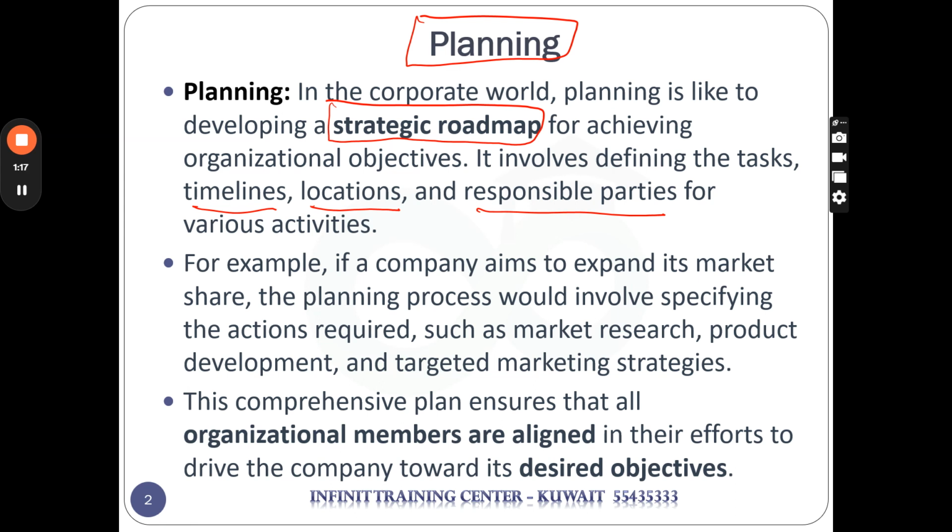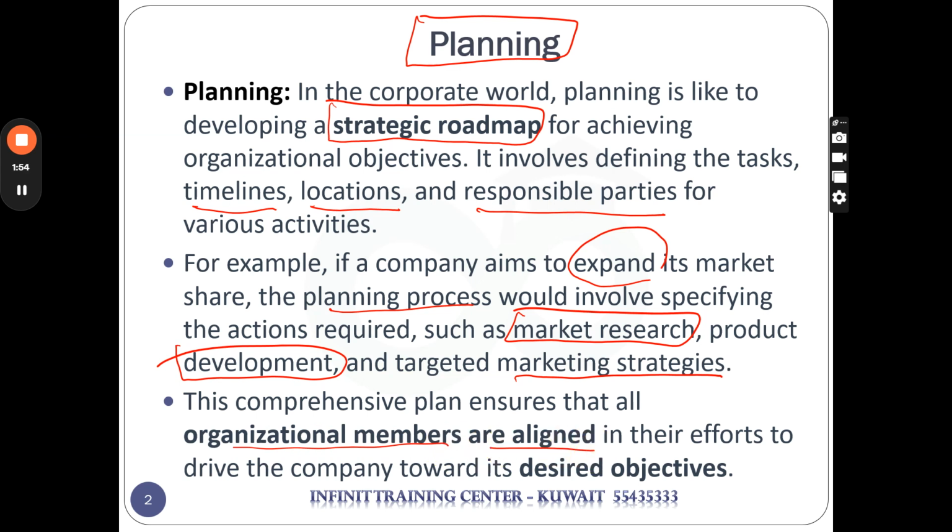Here we have an example. If a company aims to expand its market share, you have to go through different planning processes, such as market research, product development, and what marketing strategies I have to implement. All this I should have planned in the beginning itself. So this comprehensive plan will assure that all organizational members are aligned in their efforts to achieve the objective of the company. The company will have an objective, maybe to reach a market share of 70%. For that, you made a plan. So all the organizational members have to align their effort to achieve this goal.